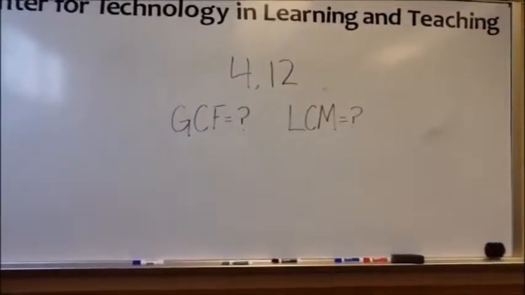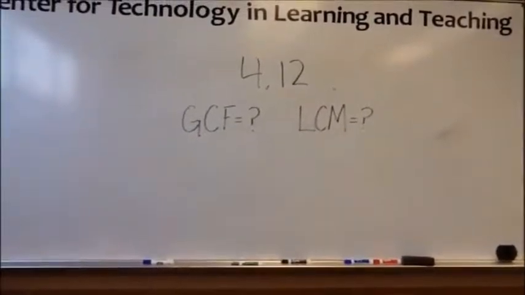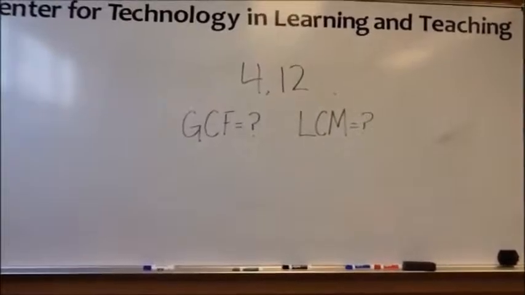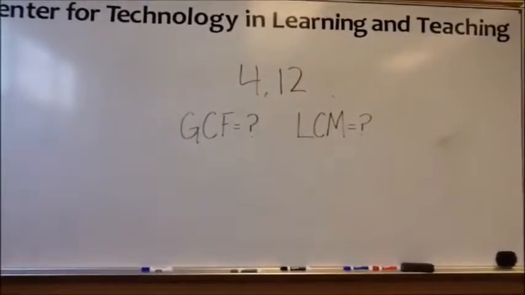For your exit ticket today, please find the greatest common factor and the least common multiple between 4 and 12. You may use whatever strategy you would like. Pause the video now and restart later.